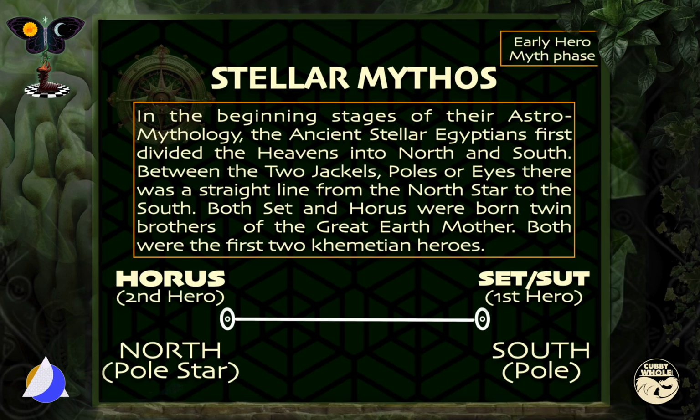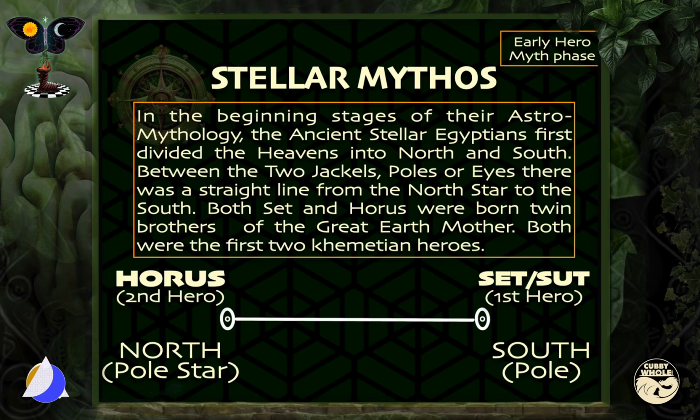And the basic reason this hero cult began was to raise consciousness into a higher type, or into an evolved being or human being. So in the beginning stages of their astro mythology, the ancient stellar Egyptians first divided the heavens into north and south, and that means that they were divinizing in the stars, the mapping of the stars, the uranography.